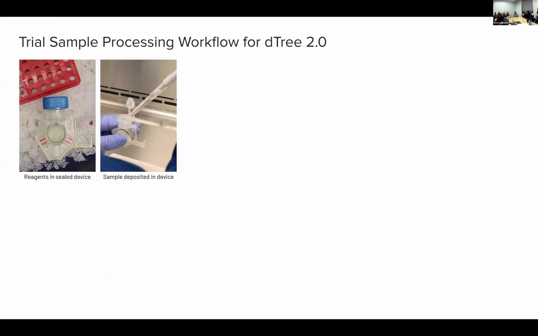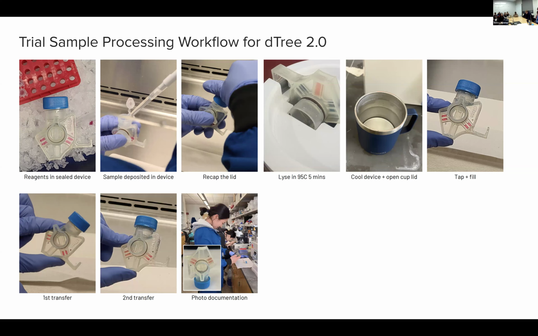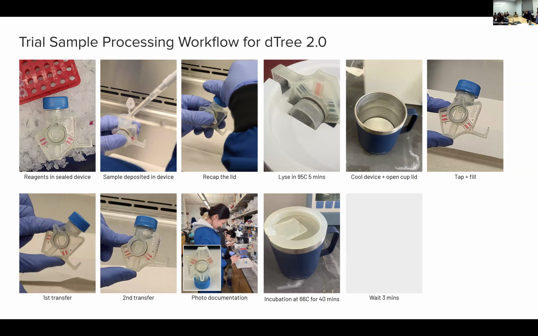so this is version 2 of the device, where we add the sample and then close the lid, and then the sample is incubated inside of a cup. This is like your standard stainless steel insulated cup. That first incubation is to break open the schistosoma eggs so that the DNA is released in the supernatant. Then you do a couple of tapping transfer mechanisms with the valves, take photos, and then you have a second incubation at 63 to 66 degrees Celsius for about 40 minutes. And then when you take it out, there should be a color change.